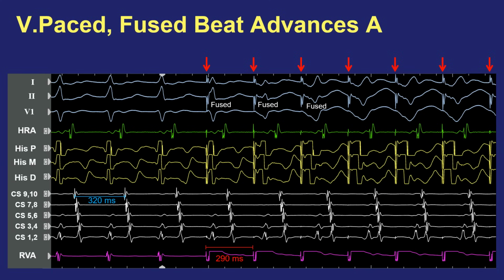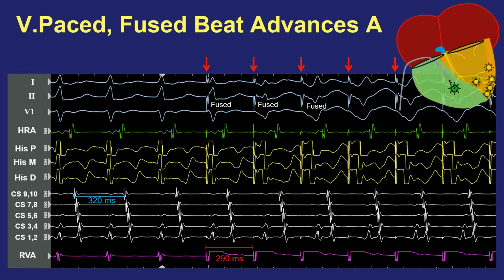What does fusion mean? It means in this case that the QRS is generated in two different ways. What are those two ways? One way shown in green is from the ventricular pacing itself, and the other shown in yellow is conducting forward down the His bundle and down at least some of the Purkinje fibers in order to also contribute to the QRS.